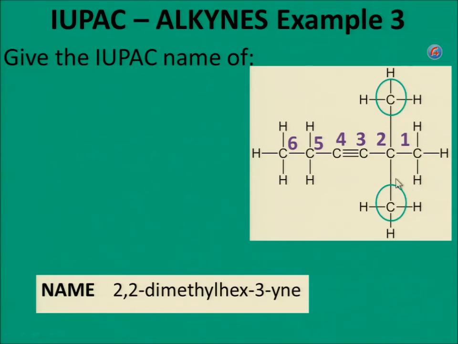2,2-dimethyl because it's 2 methyl groups. Hex because there are 6 carbons. 3-yne because there's a triple bond at carbon 3.